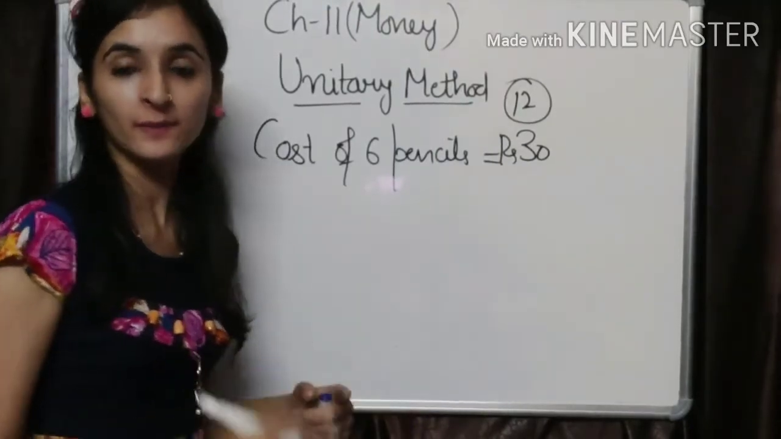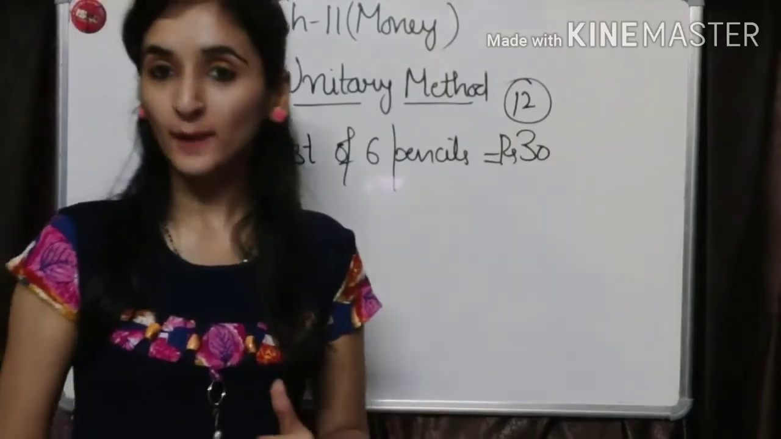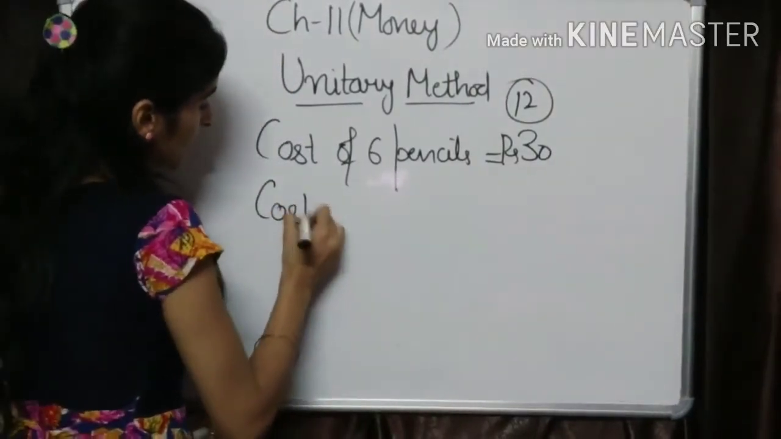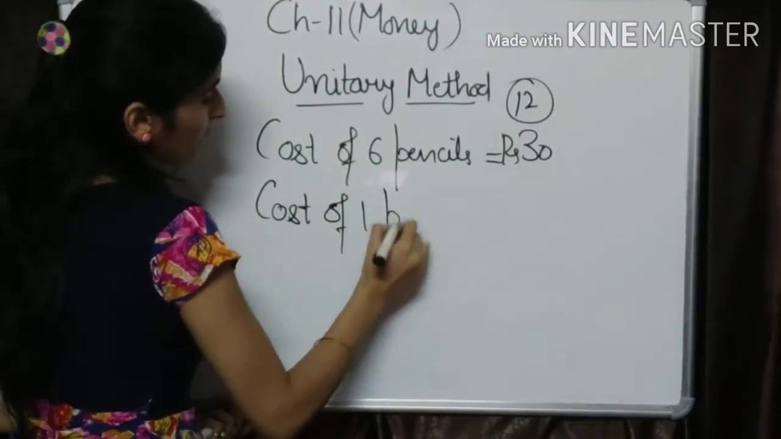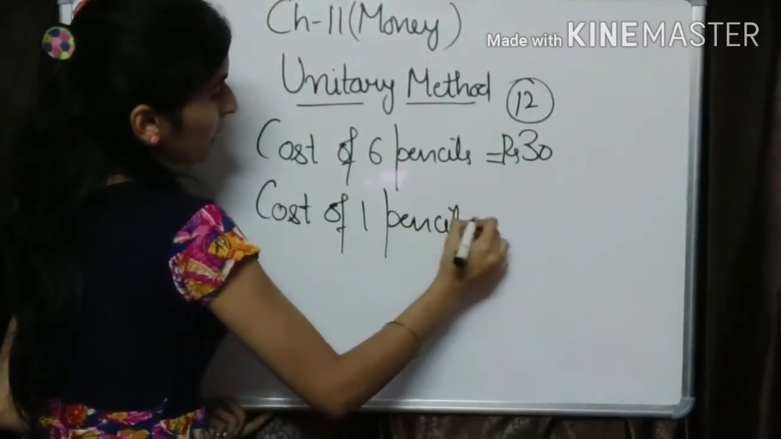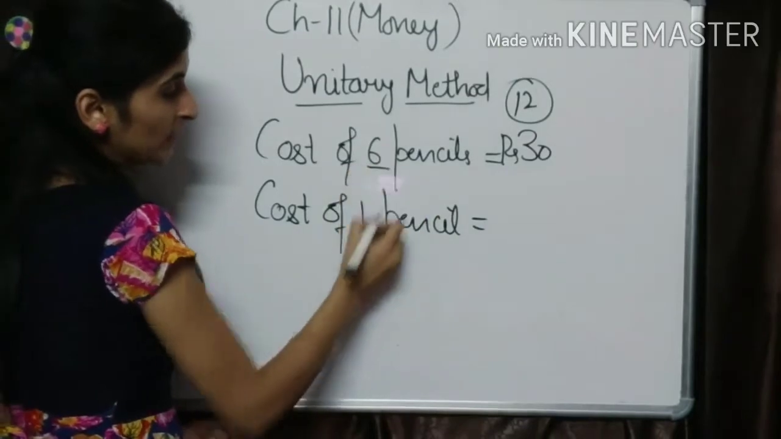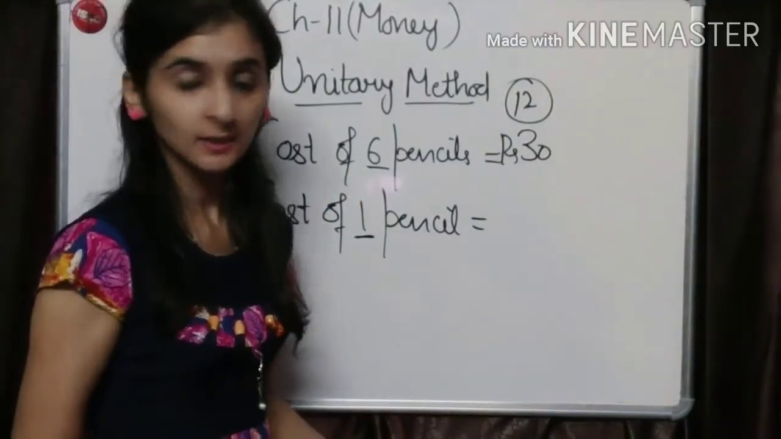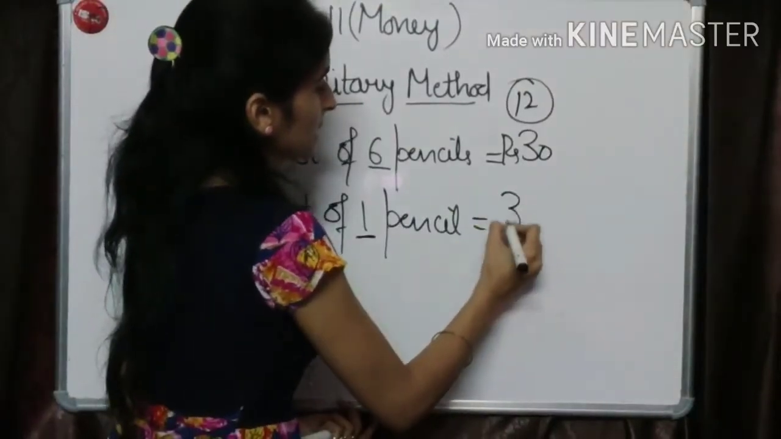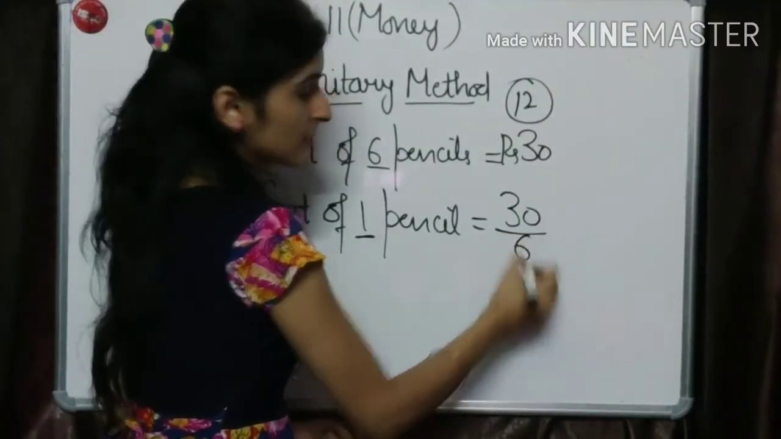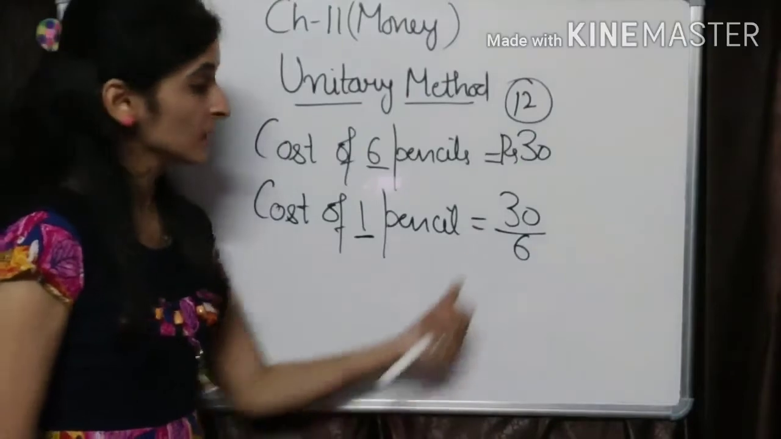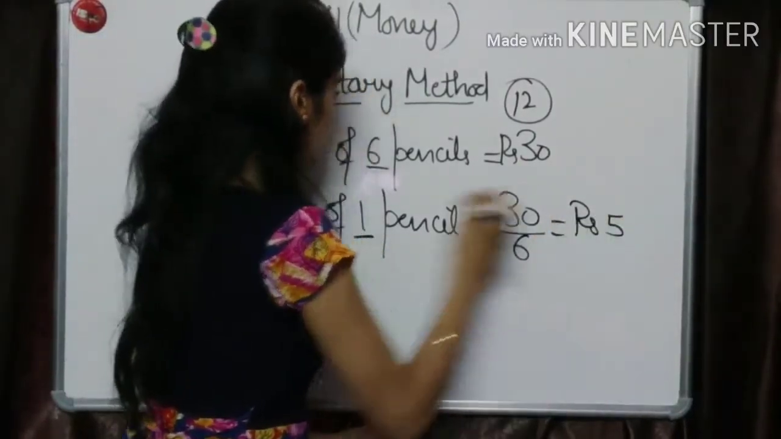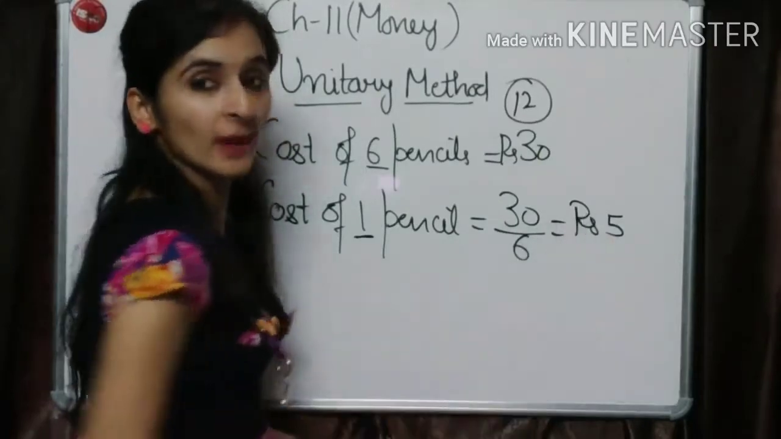First of all, we will find out the cost of 1 pencil. Okay, so let us start finding the cost of 1 pencil. If we have been given for many and we have to find out for 1, then what do we do? We divide. So we will divide this 30 by this 6, right? So 30 divided by 6 is 5. So it means the cost of 1 pencil is rupees 5.